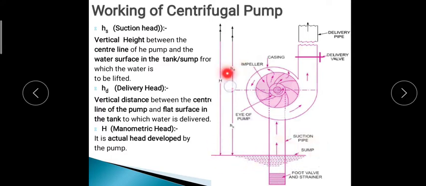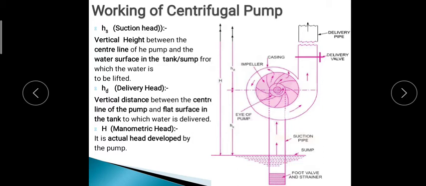And what is HD? It is the vertical distance between the center line of the pump and the water level in the tank. Whatever water level is there in the tank, the vertical distance between it and the center line of the pump is known as the delivery head.